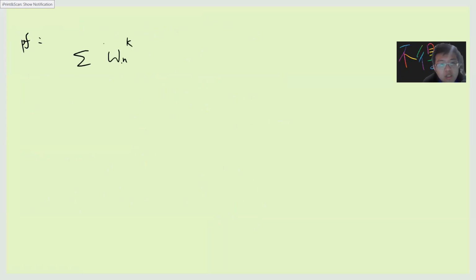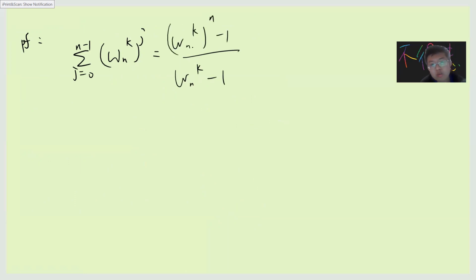Omega_n^k to the power j, with j from 0 to n minus 1. So what is this? This is a geometric series, right? So we just use the geometric series summation. So we get (omega_n^k to the n, minus 1) over (omega_n^k minus 1). Notice that this is valid because k is not divisible by n. So this means that omega_n^k is not 1, so I can use this formula.